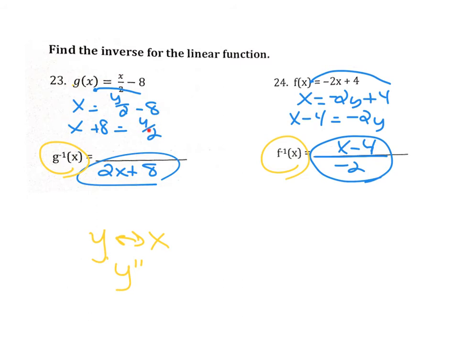Remember, fraction bar means divide. The opposite of divide is multiply. If I multiply both sides by 2, I would get 2x plus 16. I'll put 8 right there. And then 24, same deal. I took my x and y and switched them. Now I've got to get the y by itself, so I move the 4 over first. That's negative 4. Divide by negative 2. And there it is. Divide the whole side by negative 2 there.